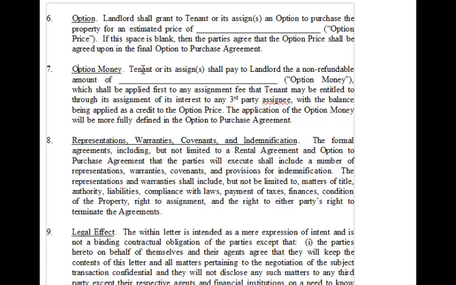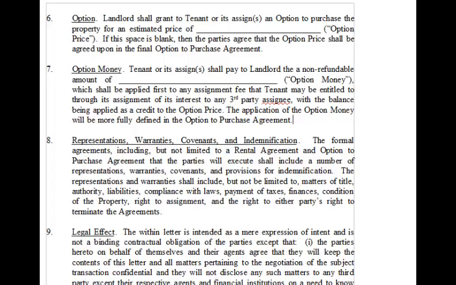Option money: tenant and/or its assigns shall pay the landlord a non-refundable amount. Now this is generally 3% of the purchase price. If it's $200,000, it'd be $6,000 in here, which shall first be applied to any assignment fee that the tenant may be entitled to through its assignment of its interest to any third-party assignee, with the balance being applied as a credit to the option price. The application of the option money will be more fully defined in the option to purchase agreement, and that's what our attorney goes over with the seller.